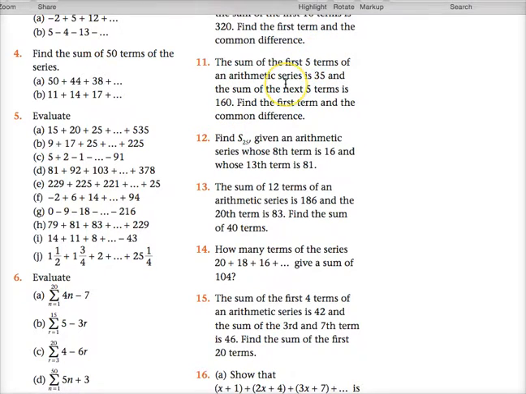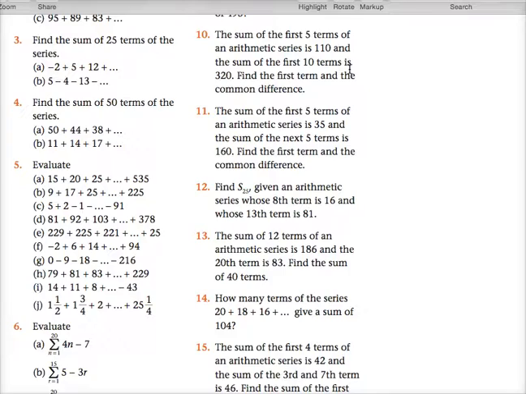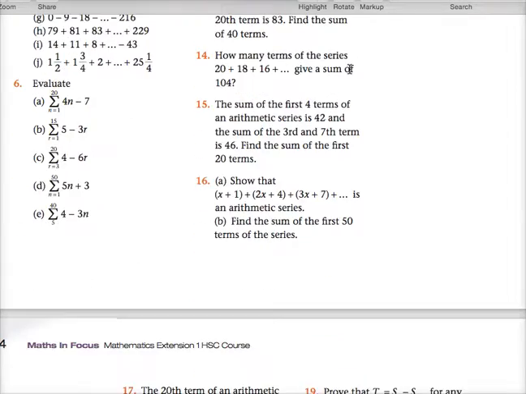So we're just going to actually talk about this a little bit. So you'd use Sn for the first one. Sum of the first 5 terms is 35. But if the sum of the next 5 terms is 160, they're actually giving you the sum of the first 10 terms in total. So the sum of the first 10 terms therefore will be 35 plus 160, which is 195. So when you do that question, just be careful with that, okay?